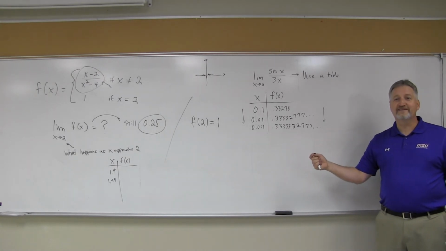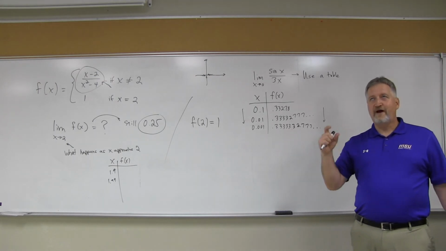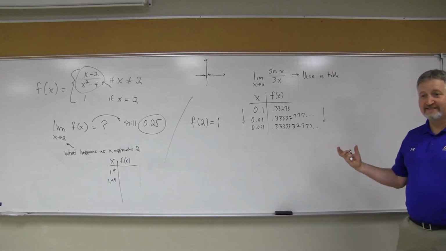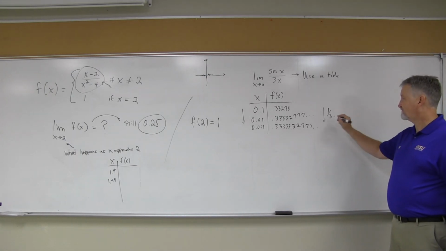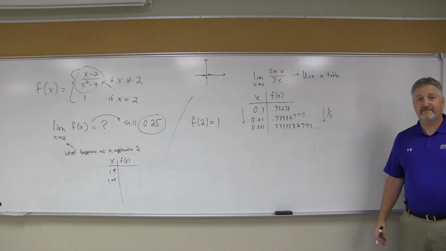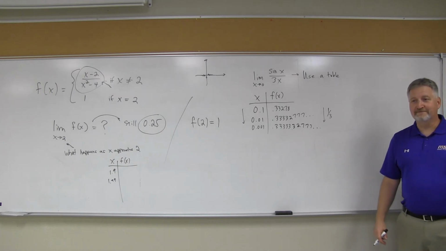What number is that? Does anybody know the decimal? What fraction leads to a decimal 0.333 repeating? It's 1/3, isn't it? Yeah, those are going to 1/3. 0.3 repeating? Yes? Okay. 1 divided by 3 is 0.3 repeating.